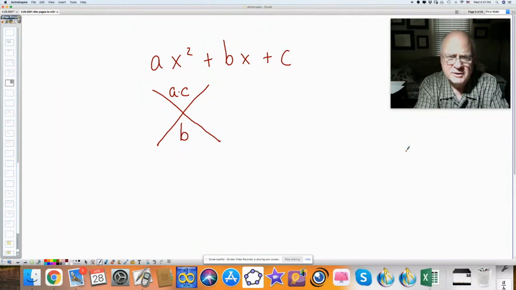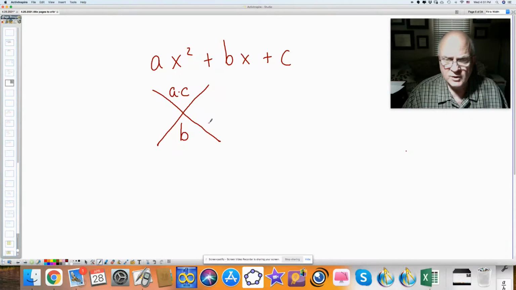Hi, I'm Mr. V, and today I'm going to talk to you about non-monic quadratics and how we factor them. Non-monic means that the leading coefficient, this a value, is not equal to 1. Up to this point, we've looked at monic quadratics where the leading coefficient has always been 1.